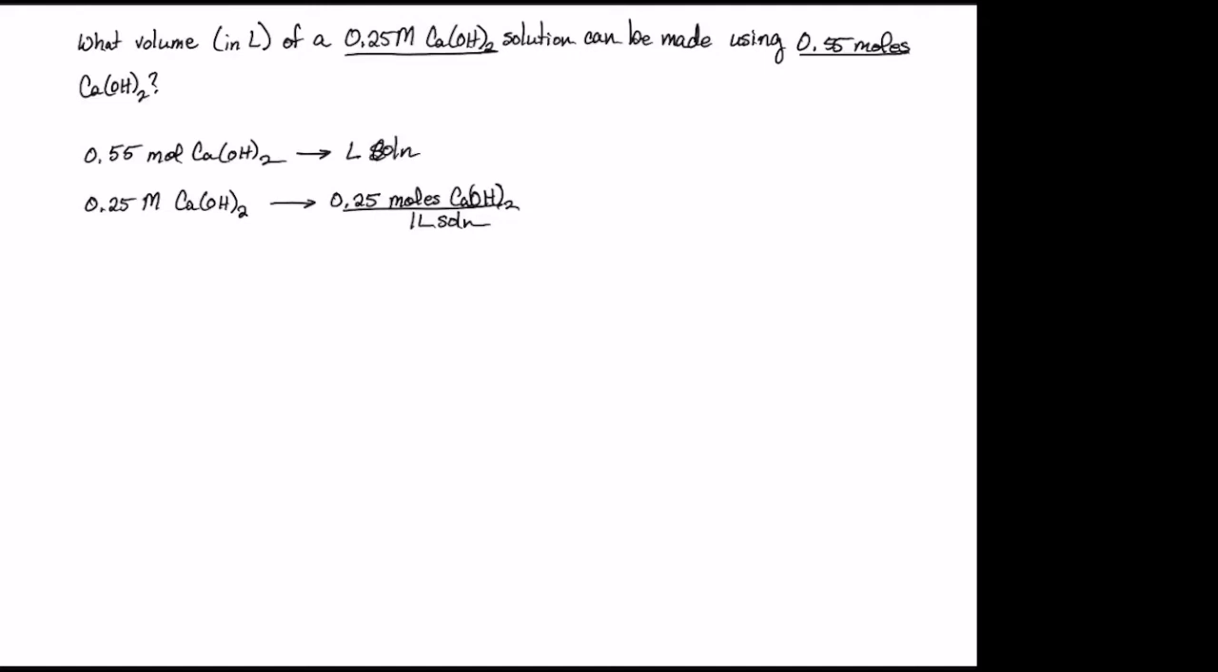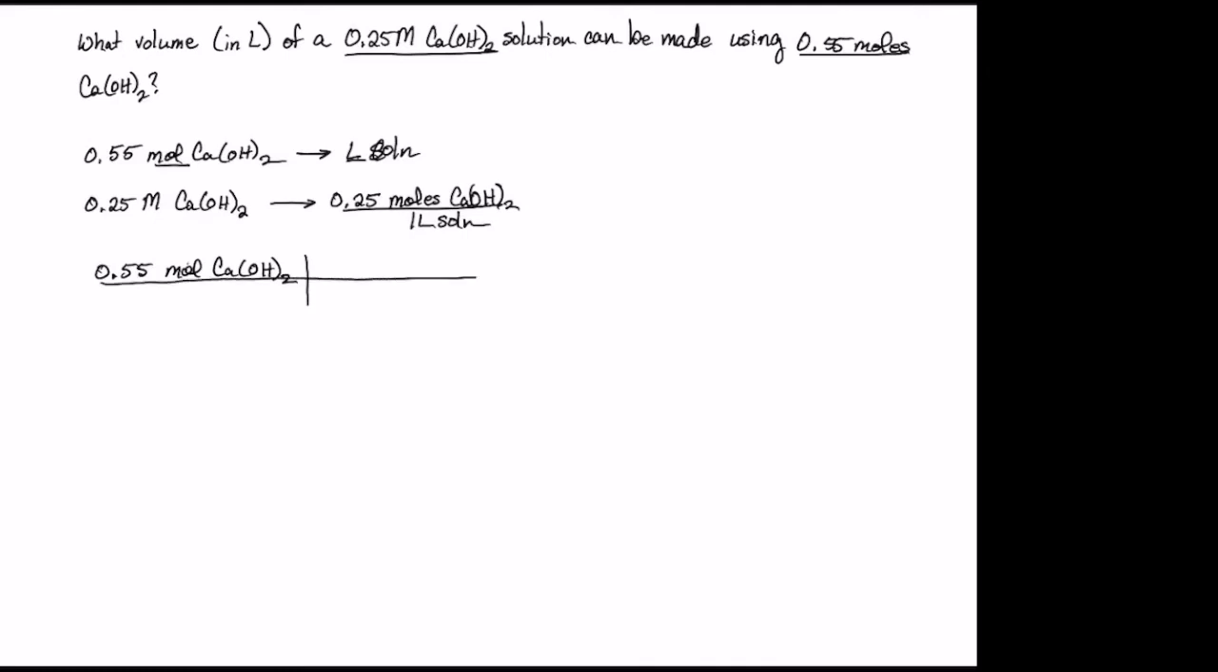Now, since we're starting with the 0.55 moles of calcium hydroxide, we now need to use a conversion factor that will allow us to go between moles and liters. Anytime you want to go between moles and liters, the best conversion factor is going to be that of molarity. And so we're going to look to our molarity as our conversion factor.